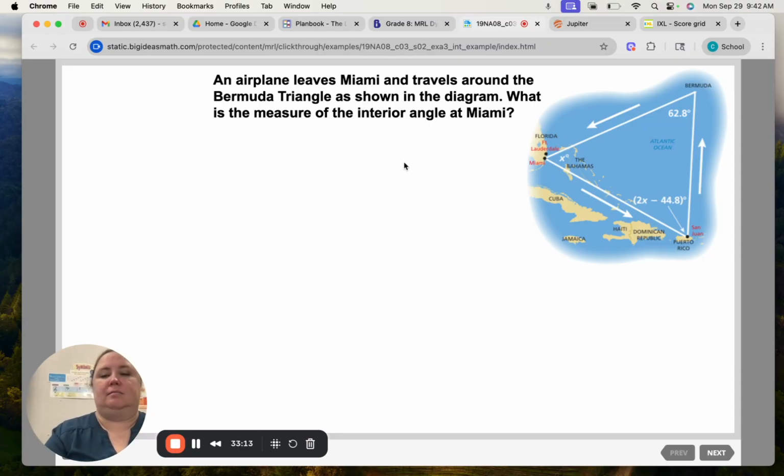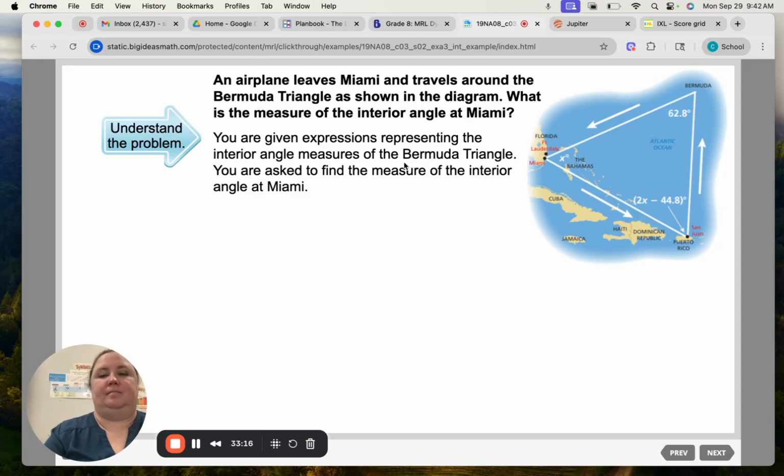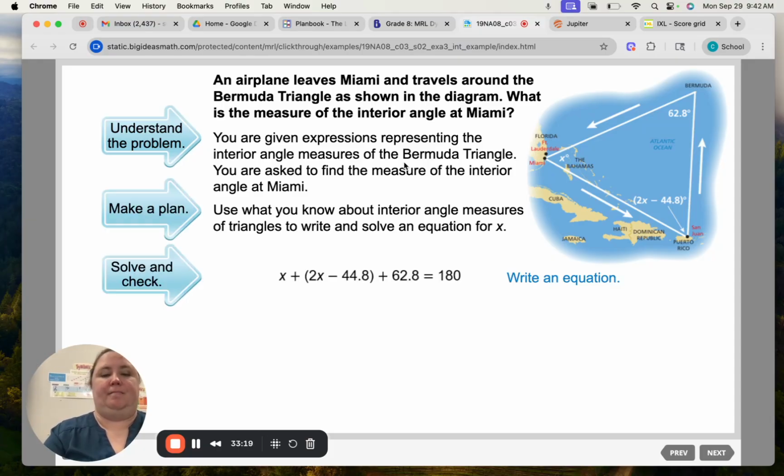Add, but add what? X plus 2X minus 44.8 plus 62.8. Yep. You guys got it. Very good. So write this down. You don't have to write the parentheses because there's nothing to simplify there. So you can just say X plus 2X minus 44.8 plus 62.8. Make sure you write the minus. And then we need to simplify. What is x plus 2x? 3x. What is negative 44.8 plus 62.8? We're adding the 62.8 minus 44.8. So you get 18.